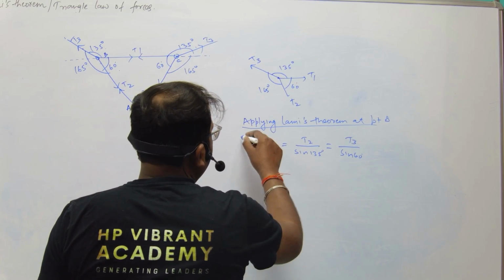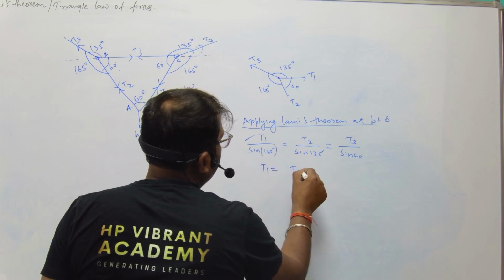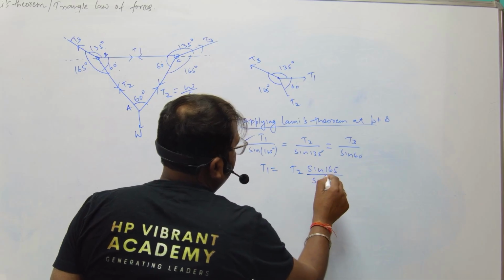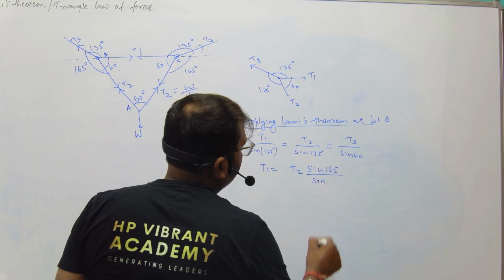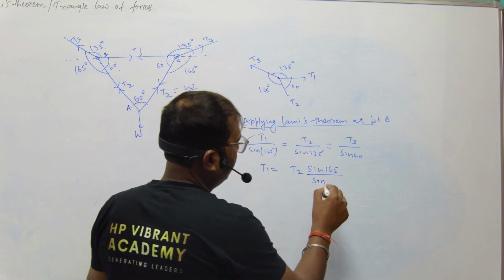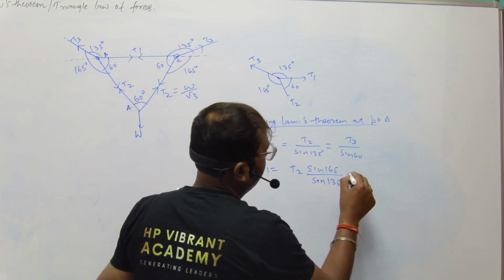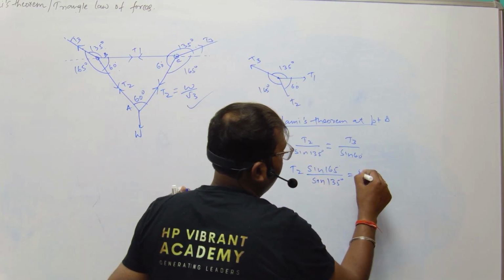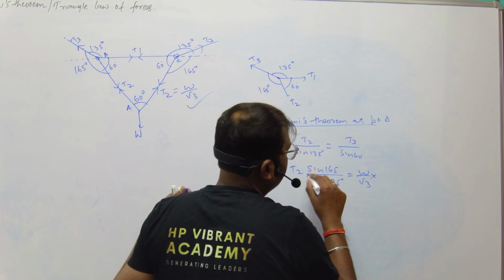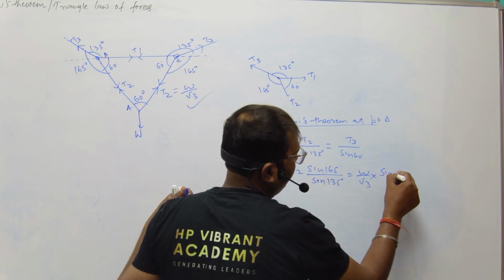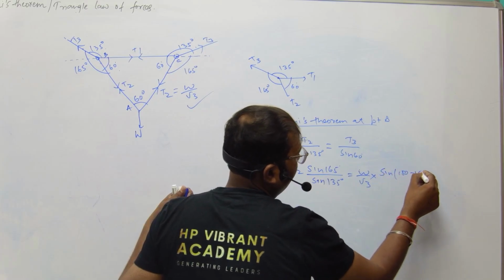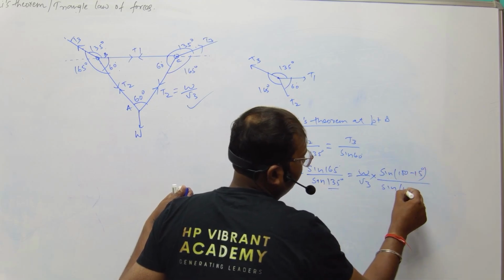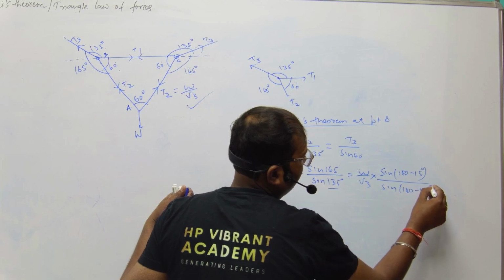So we have to find T1. T1 is equal to T2 times sine 165 upon sine 135. The value of T2 is W upon root 3. So W upon root 3 times sine 165, which we can write as sine of 180 minus 15 degrees, and this is sine 135, which is 180 minus 45 degrees.